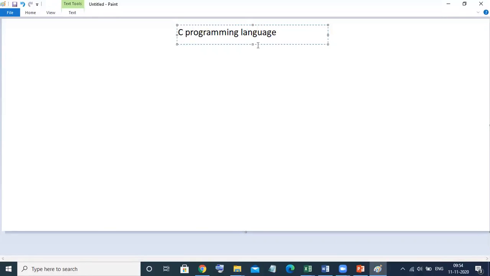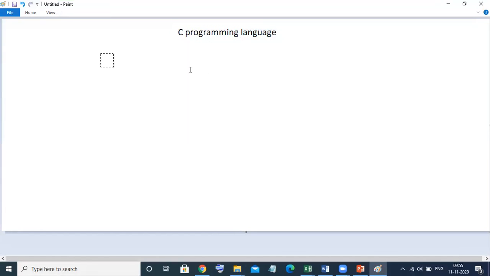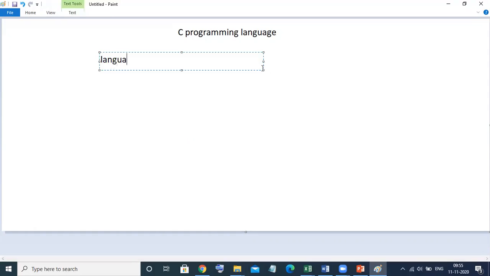Before going for this C programming language, because C is called a programming language, let us understand what exactly we mean by language. I know everyone should know what language means. So what is language? It is a medium of communication between two things.